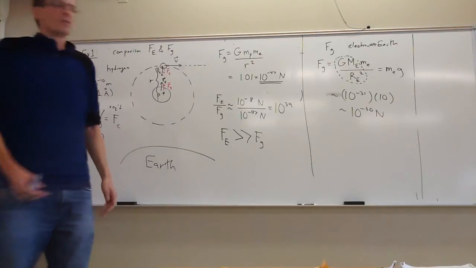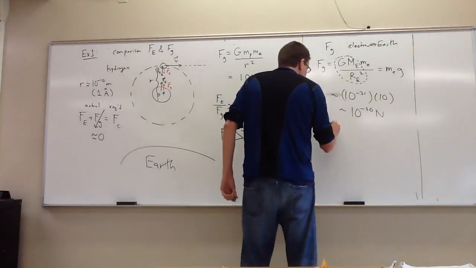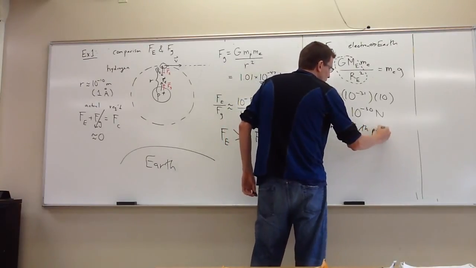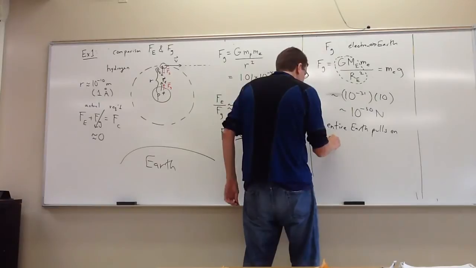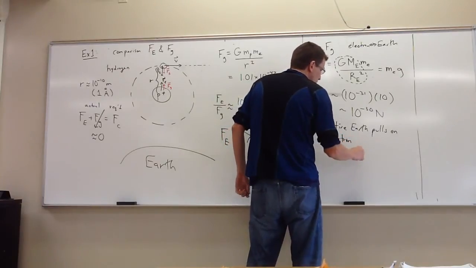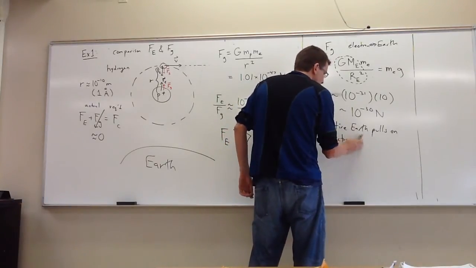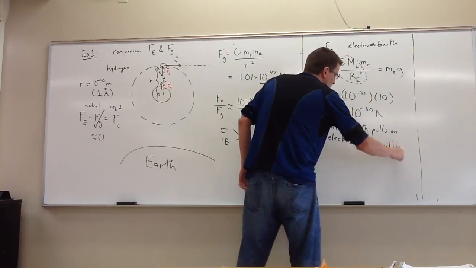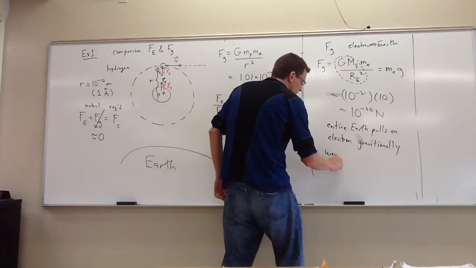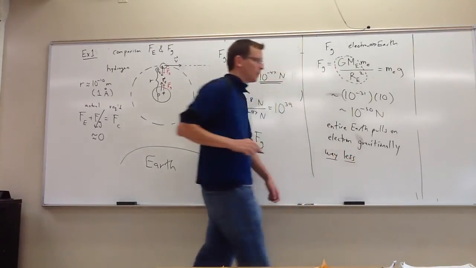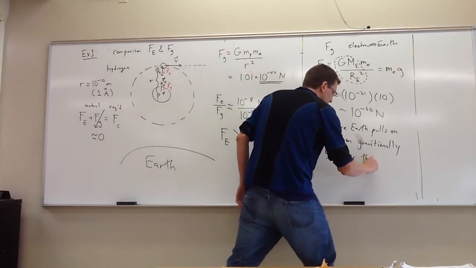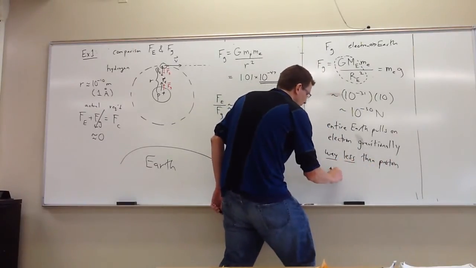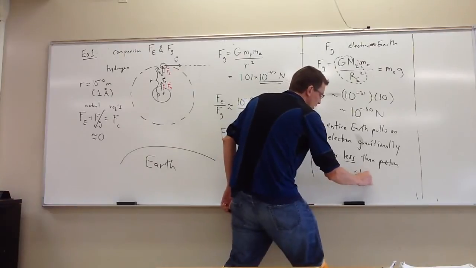So the entire Earth pulls on an electron gravitationally way less than a proton pulls on it electrically.